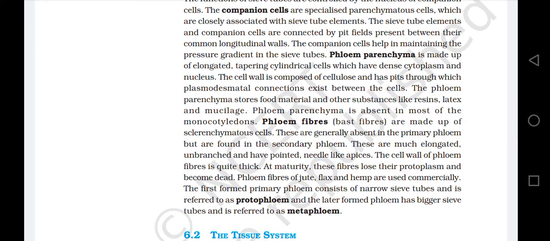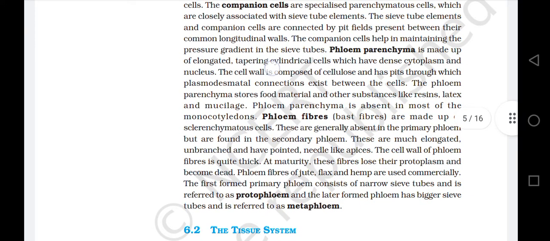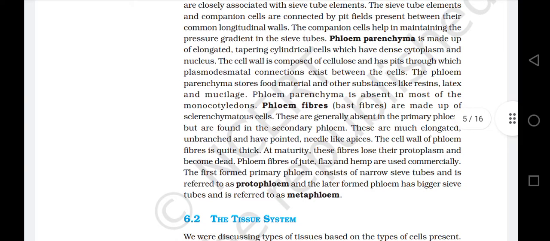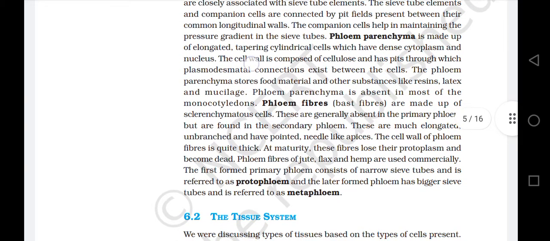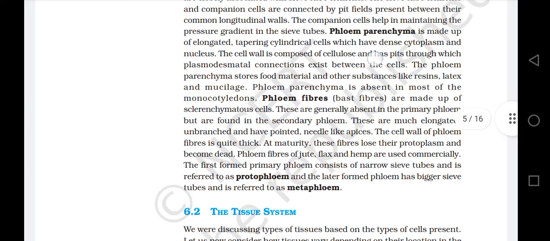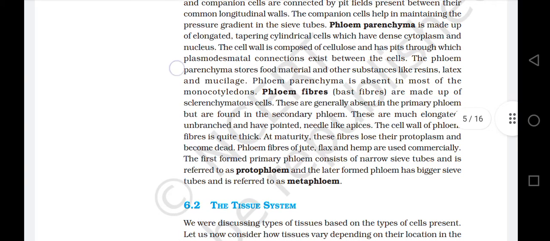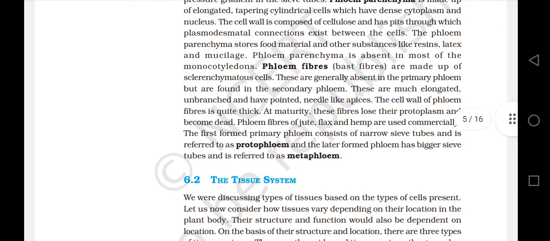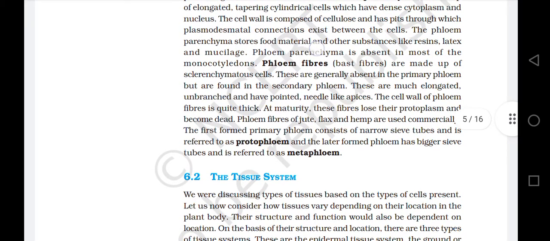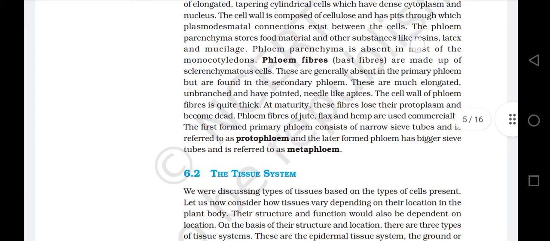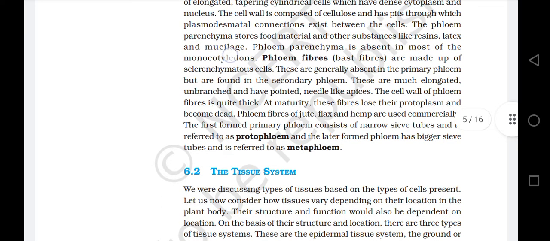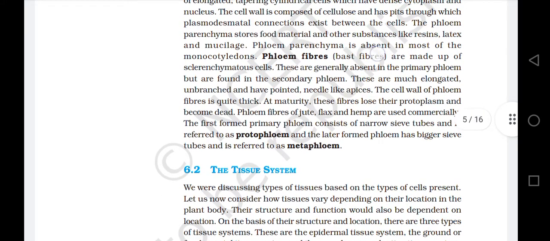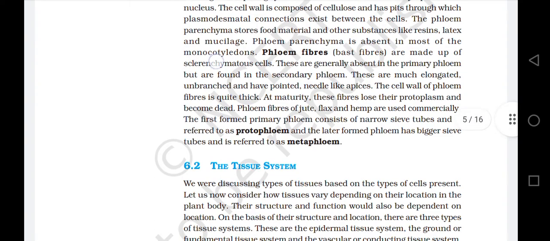Phloem parenchyma is made up of elongated, tapering cylindrical cells which have dense cytoplasm and a nucleus. The cell wall is composed of cellulose and has pits through which plasmodesmatal connections exist between the cells. The phloem parenchyma stores food material and other substances like resins, latex, and mucilage. Phloem parenchyma is absent in most of the monocotyledons.